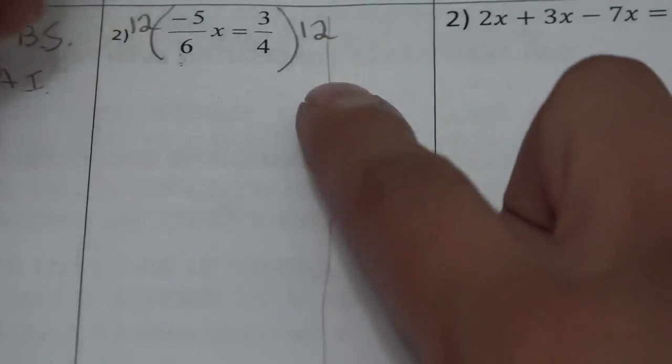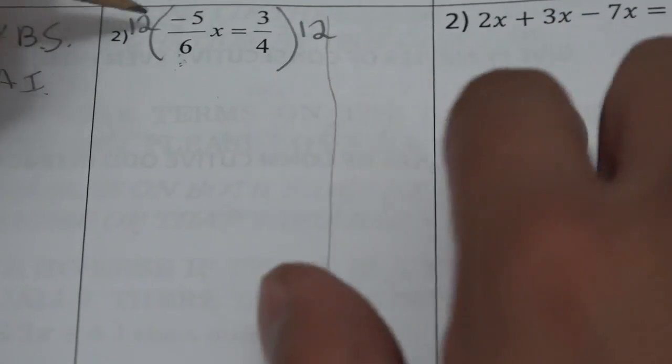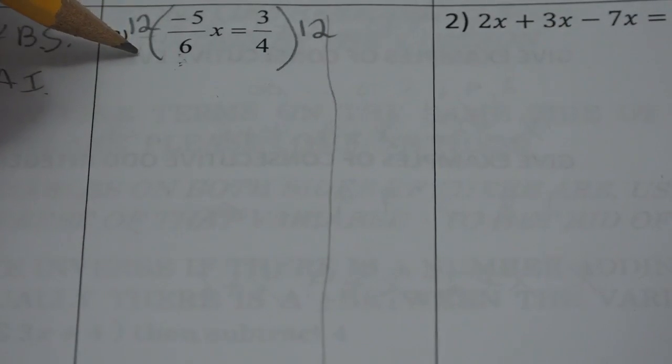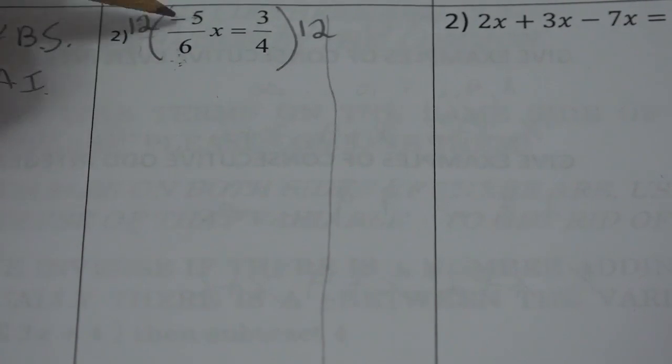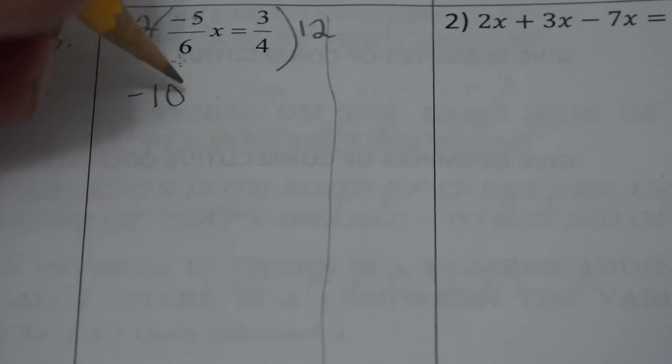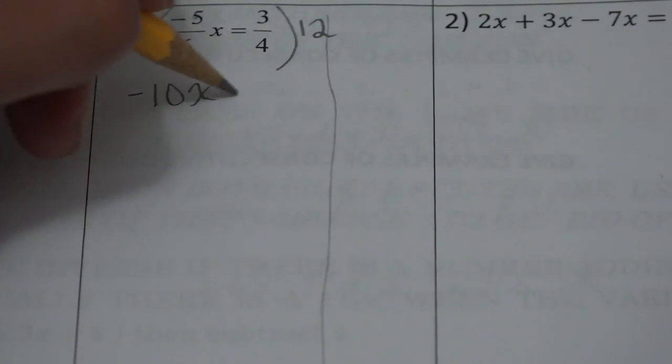All right then. So I'm going to multiply the whole equation by the common denominator. You already know what's going on. I could put a 1 under it, but it really doesn't matter. So 12 times negative 5 over 6. 12 times negative 5 divided by 6. I don't know what 12 times negative 5 is, but I know what 12 divided by 6 is. 12 divided by 6 is 2. 2 times negative 5 is negative 10. You put the x equals.